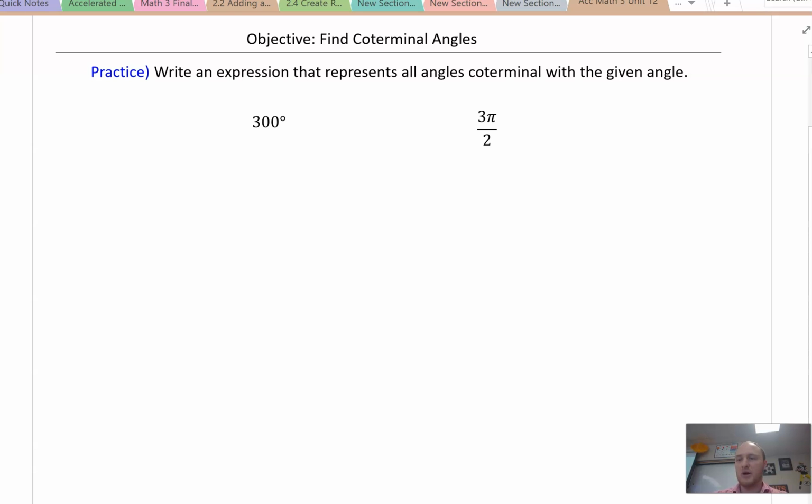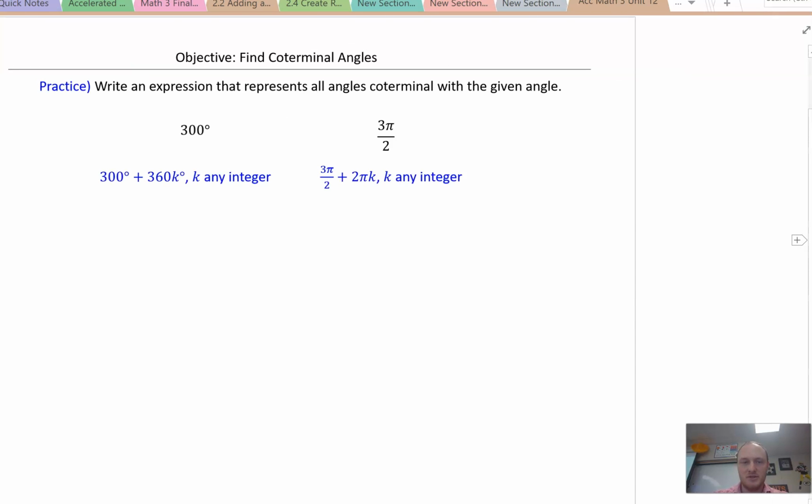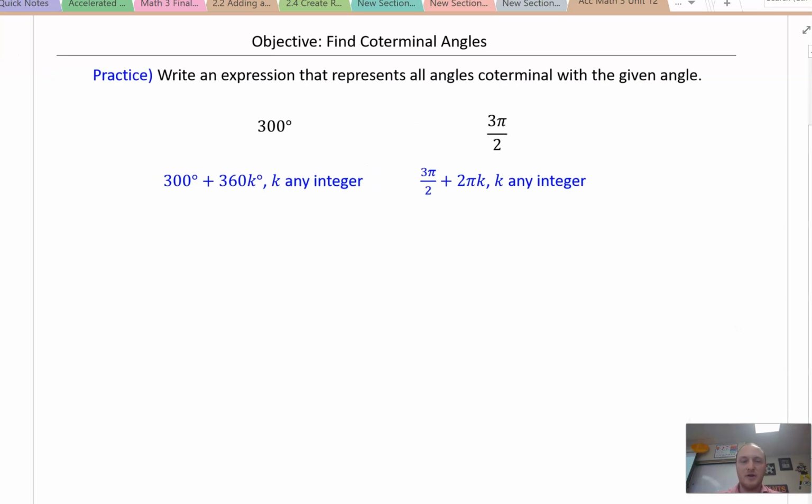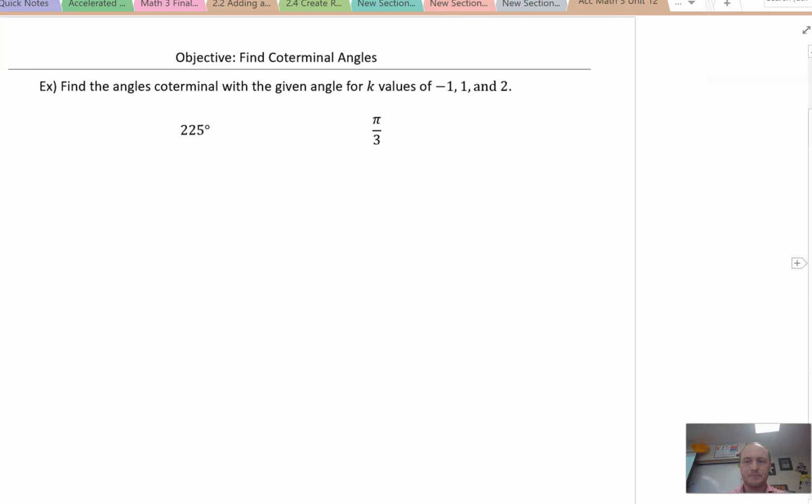All right, hopefully you have paused the video and tried these. Here are your solutions. Remember the degrees: if I have 300 degrees, I have to add 360k degrees. And if I have 3 pi halves, then I have to add 2 pi k, because we're talking radians. So those are just subtle differences.